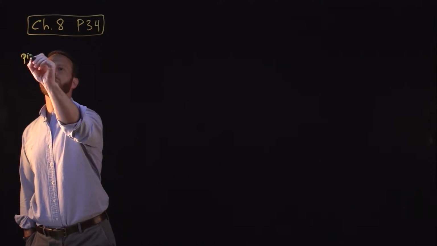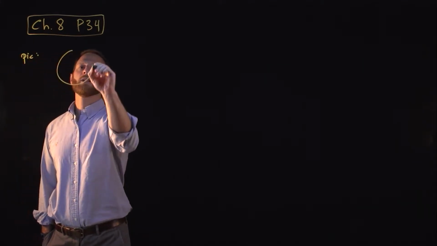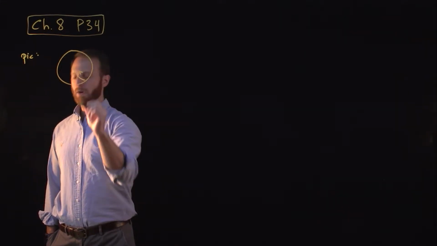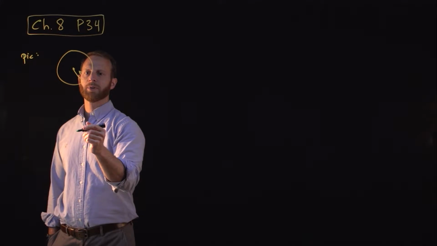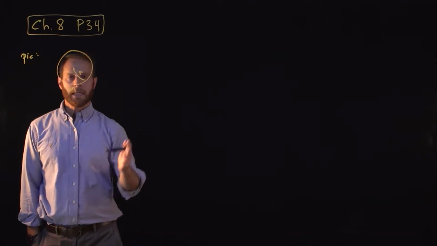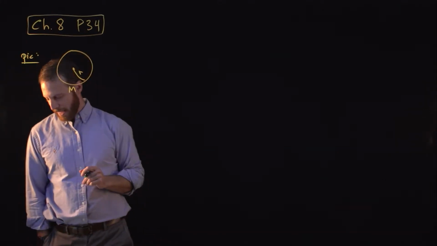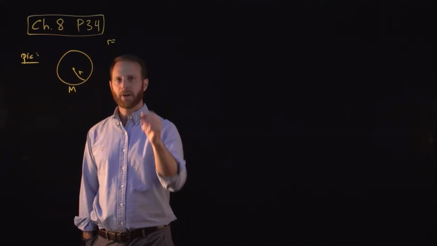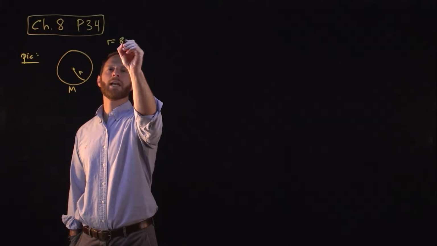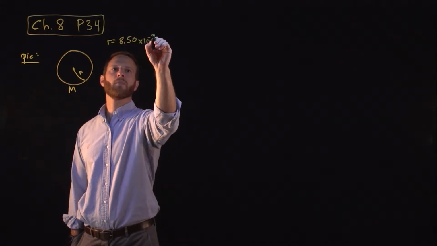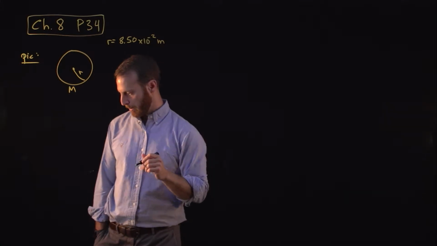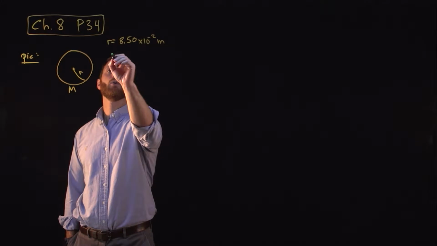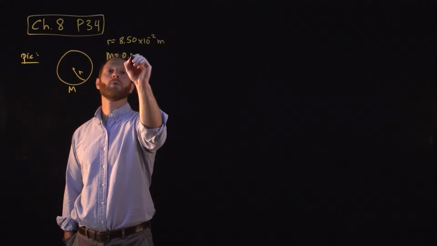Let's have a picture in mind as we go through this. We've got a cylinder, so we're looking at it on end. It has a particular radius. I'll call this R. And it's got a particular mass. I'll call this M. Okay. And I'll go ahead and write what we have. We have the radius is 8.50 centimeters. Let's go ahead and write that as 8.50 times 10 to the minus 2 meters and not worry about our units after this. 0.380 kilograms for the mass.